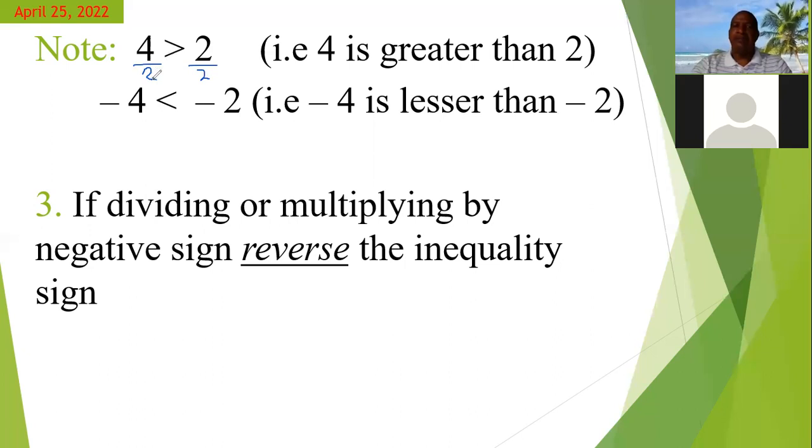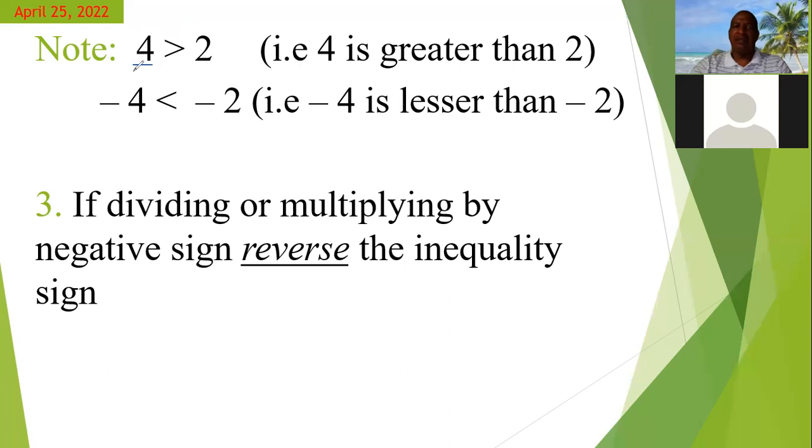Because if you divide 4 by 2, you will get 2 on the left side. On the right side, if you divide 2 by 2, you will get 1. And so the inequality still remains true. It still remains that 2 is greater than 1. But if, instead of dividing by a positive, we now divide by a negative, it will change the whole situation.